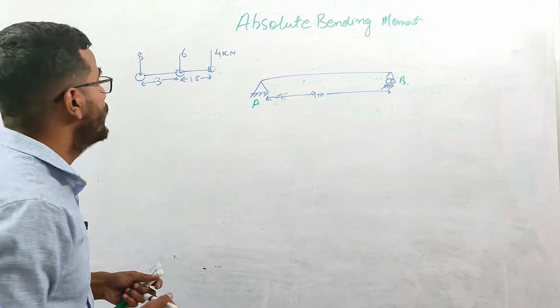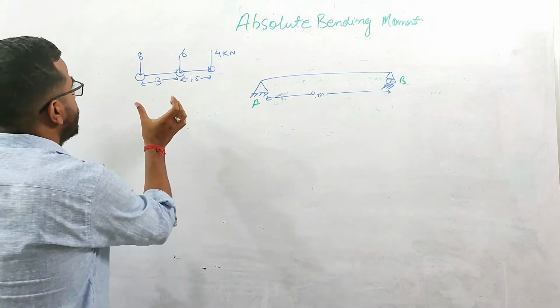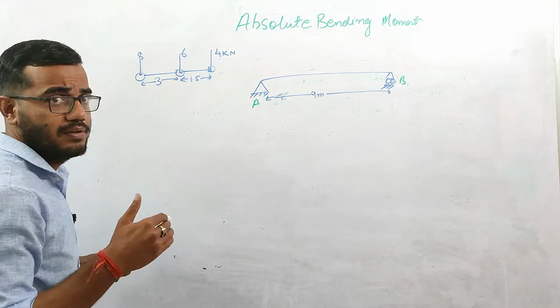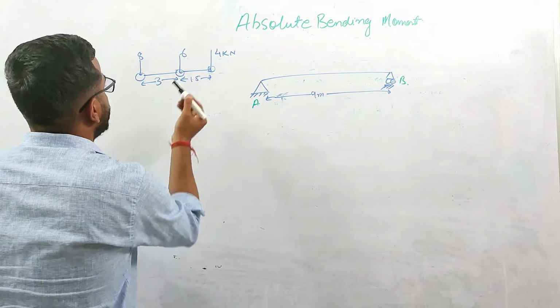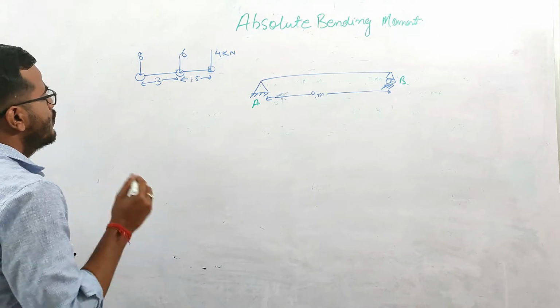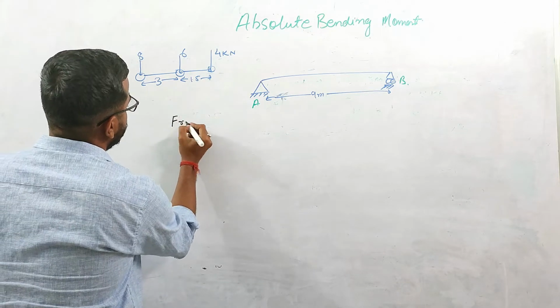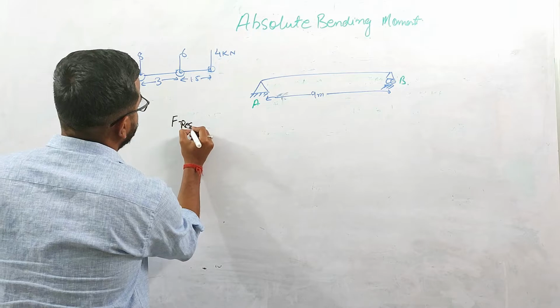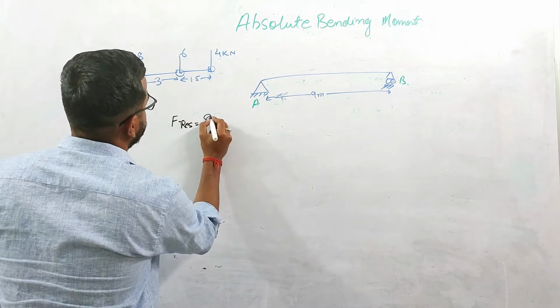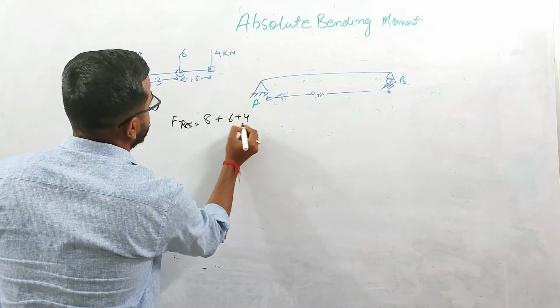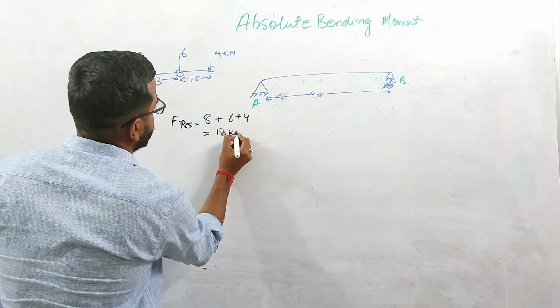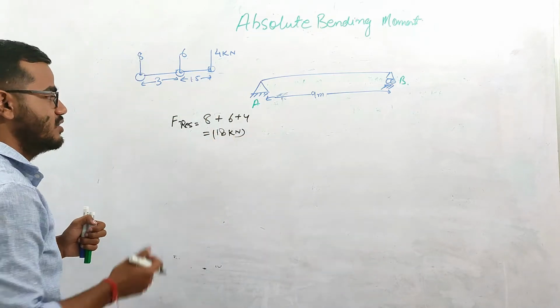So for that, first we need to find what will be the resultant of this force system and where this resultant will act with respect to any of these loads. So total resultant force I can calculate. It is nothing but 8 plus 6 plus 4, which will be 18 kilonewton, because all the loads are acting in downward direction.